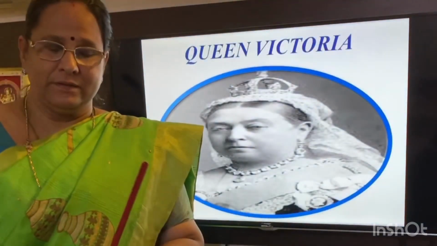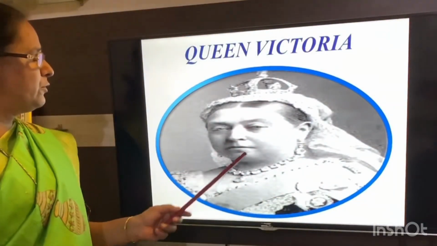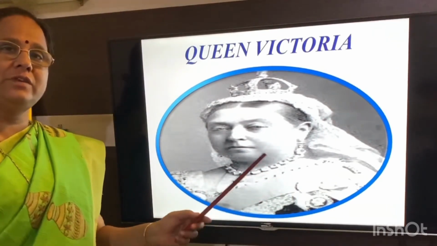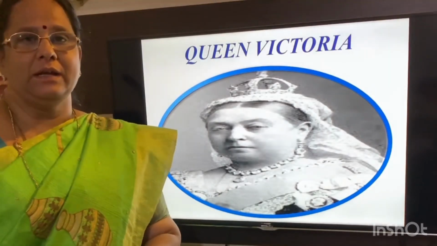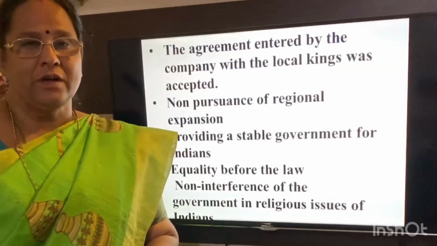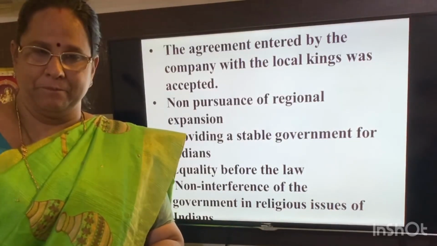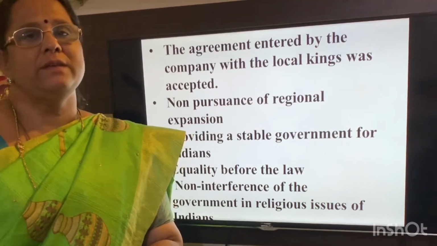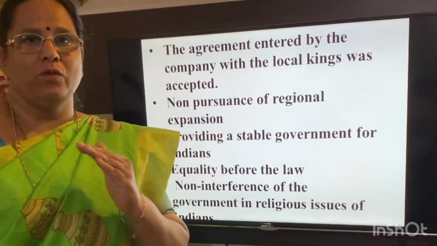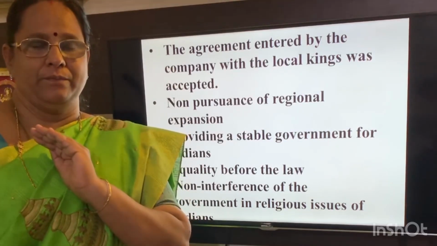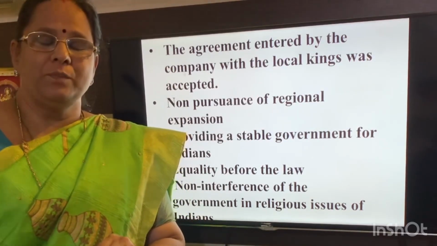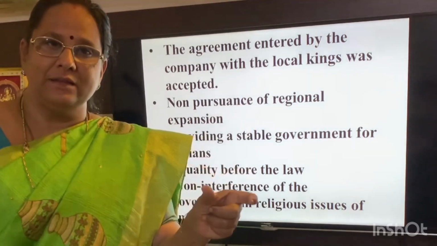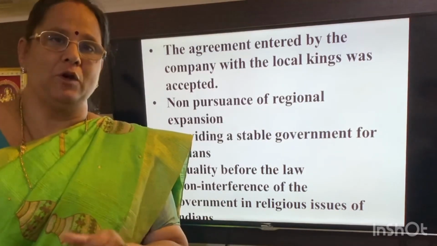So, the first one is, now here you can see the slide of Queen Victoria. She passed the declaration in the year 1858. Now, according to this declaration, we have 5 points to learn. First one: the agreement signed between the company and the local ruler was accepted. So from now onwards also it will be continued. And the next one is regarding non-pursuance of regional expansion. That is, the subsidiary alliance and doctrine of lapse were abolished.